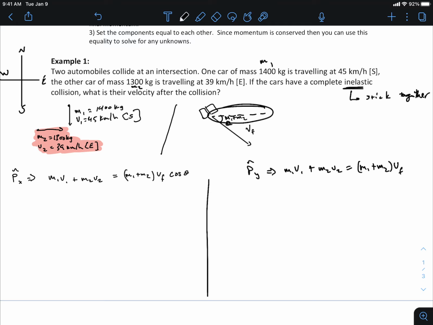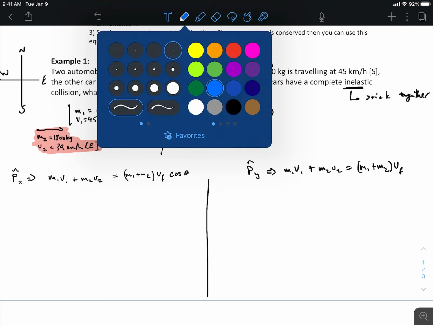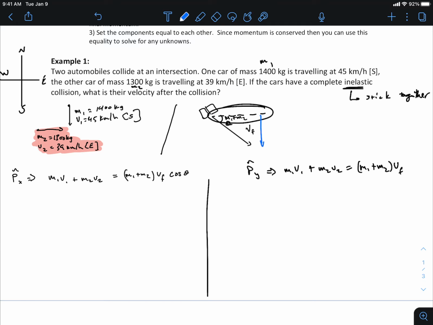But this time, what am I interested in? This is my momentum in the y direction, right? I'm interested in finding this, the y component, which we know is going to be sine, right? And so I'm going to have the sine theta here on the end. Okay, and now we can just start running with this question and see where it takes us, right?